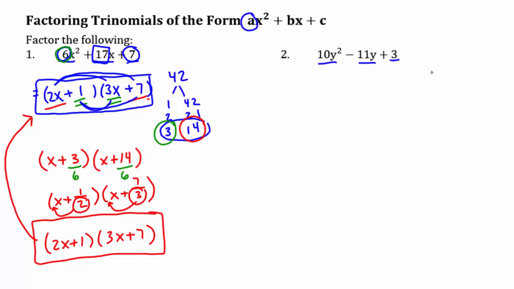10 times 3 is 30. What two numbers will multiply up to 30 and add up to this negative 11? Now remember, it's a negative 11. Let's see, I believe it's negative 6 and negative 5. And so using that second method with this one, we go x minus 6 times x minus 5.